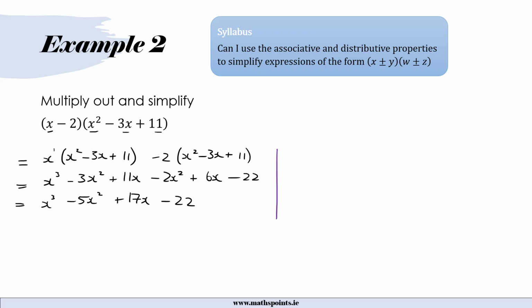So x by x squared is x cubed. X by minus 3x is minus 3x squared. X by 11 is 11x. Then I'm going to multiply the minus 2 by everything in the second bracket. So by the x squared, by the minus 3x, and by the 11. So minus 2 by x squared is minus 2x squared. Minus 2 by minus 3x is plus 6x. Minus 2 times plus 11 is minus 22.